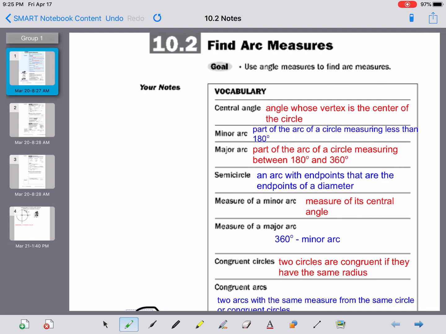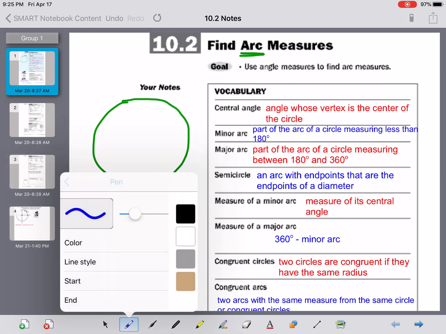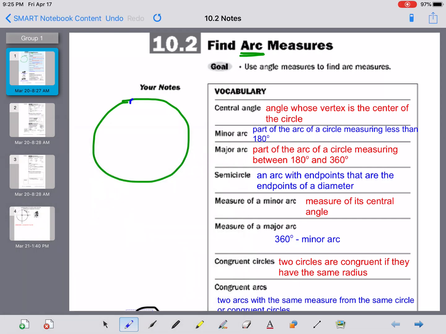So in 10.2, we're doing find arc measures. An arc comes from a circle. So if you have a circle, any part of that circle that is on the outside here, so any portion of this outside part, is called an arc. So that's what we're looking for today in their measures. Just as a quick note, all measures of a circle are up to 360 degrees. All of our measures will be in degrees.